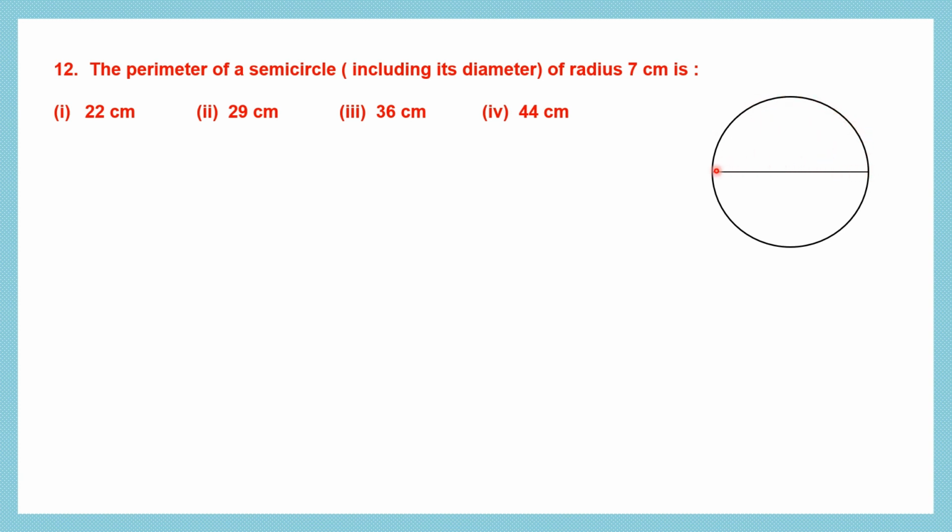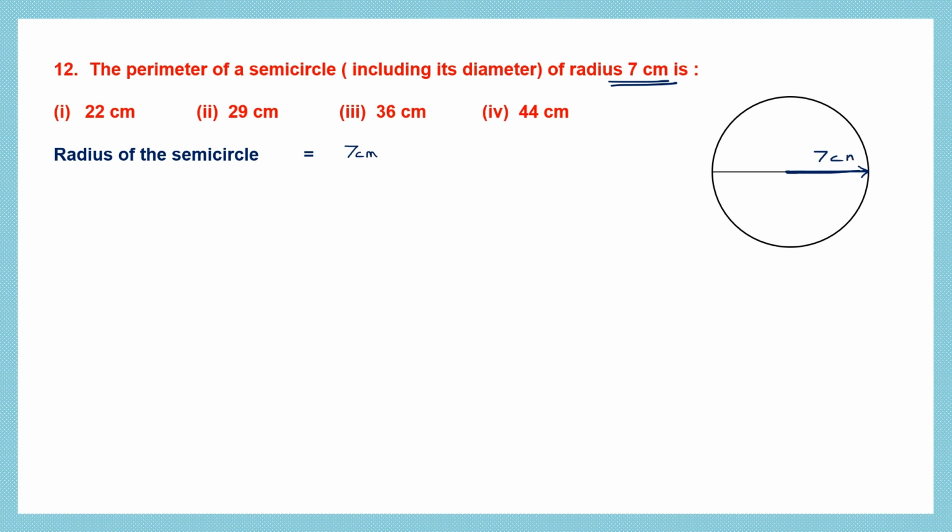That means this whole portion's perimeter alone. So we find the length of this portion and we find the length of the diameter and we add up both. So let's begin by saying the radius of the semicircle that's given to us is 7 centimeters. This is given to us, and radius means from the center to any one point on the circumference. So this portion is 7 centimeters.